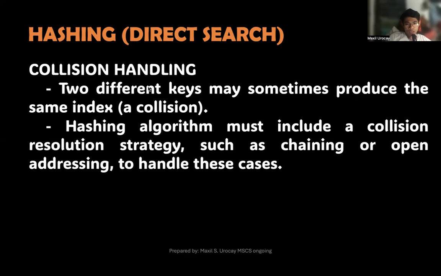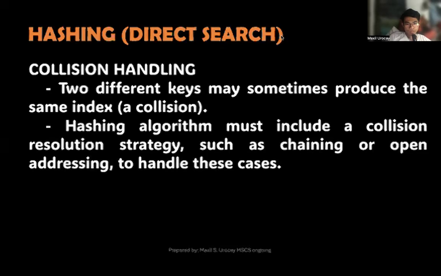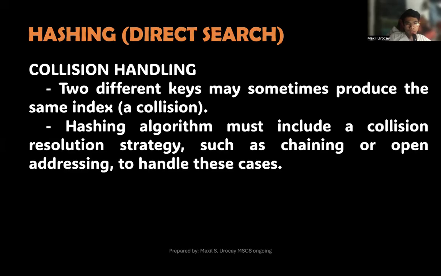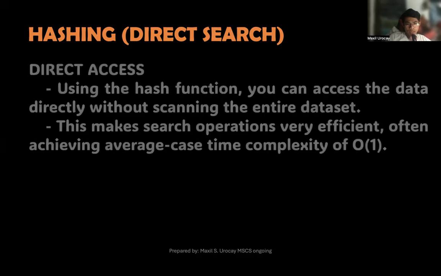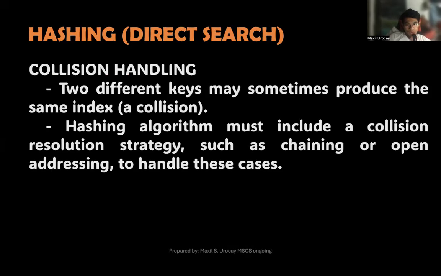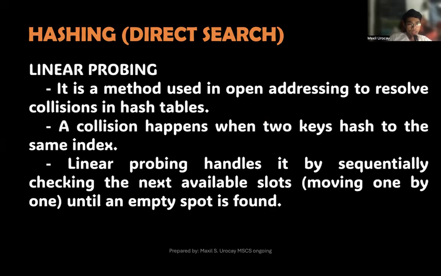In hashing, there will be collision handling. Two different keys may sometimes produce the same index. A hashing algorithm must include collision resolution strategies, such as chaining or open addressing, to handle these cases. Those are the probing itself that we will deal with as well. Now let's go to linear probing. This is a method we use for handling collisions, a method used in open addressing to resolve collisions in a hash table.